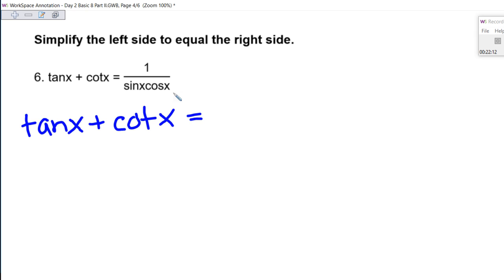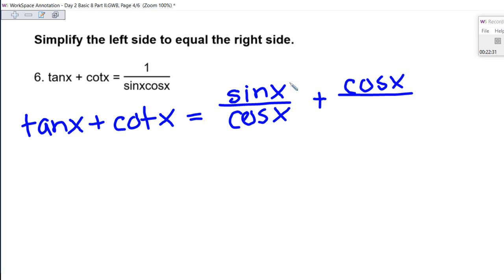What do you want to do first? Yeah, change everything to sines and cosines. So instead of tangent, I could use sine over cosine. And instead of cotangent, I could use cosine over sine. I want you to go ahead and finish problem 6.